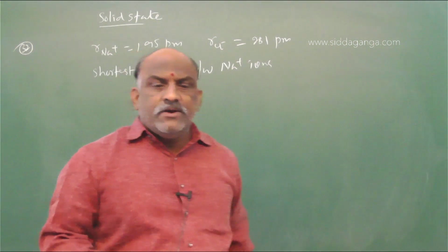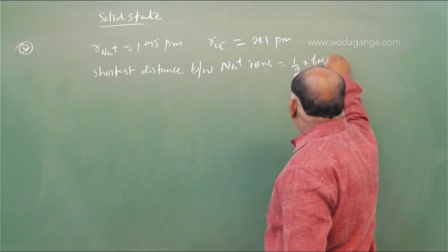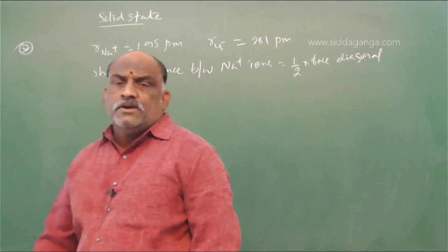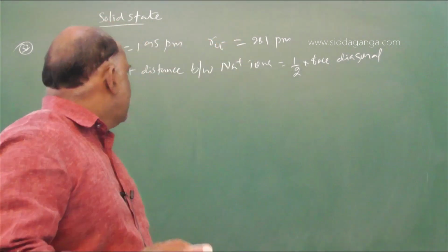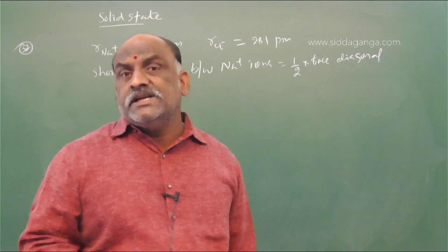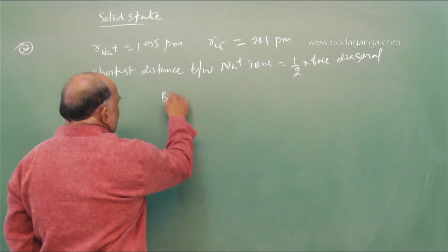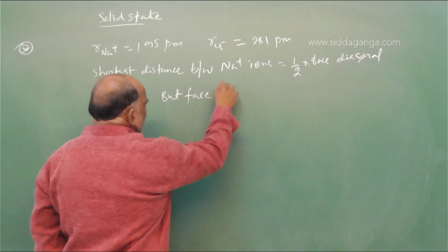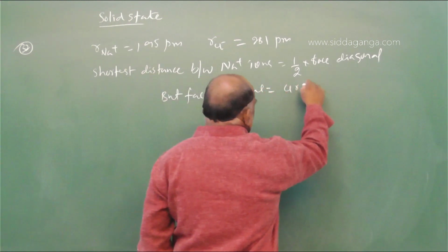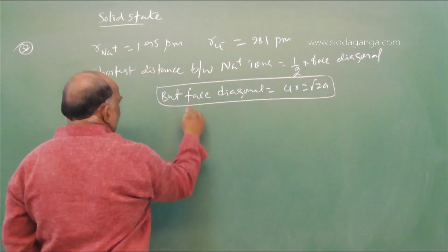Half into face diagonal. That is the formula for the shortest distance between Na+ ions, or any positive ions, in face centered cube. So what is the formula? Half into face diagonal. But face diagonal is equal to 4r, which is equal to root 2a.